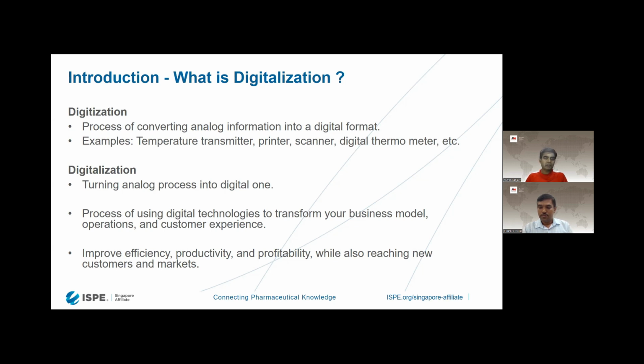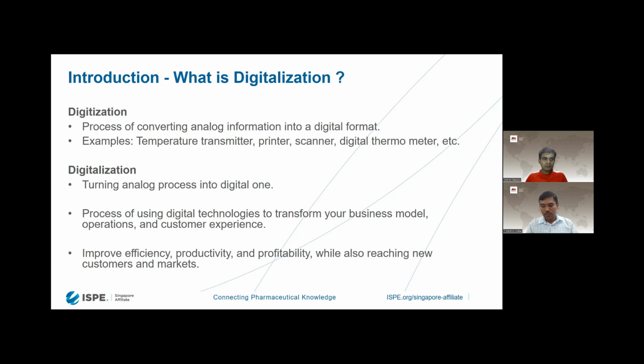I'll take the example of a temperature transmitter. We have the temperature element in our life sciences, which is very commonly used by everyone. This temperature element gives an analog signal, and that analog signal is converted by the temperature transmitter. So the temperature transmitter is converting your analog signal into a digital signal. This is one example of digitization.